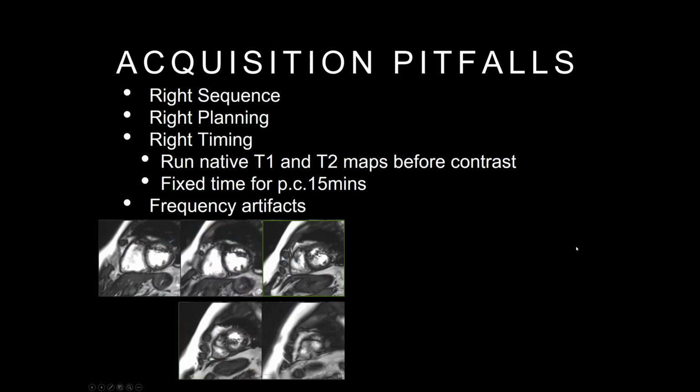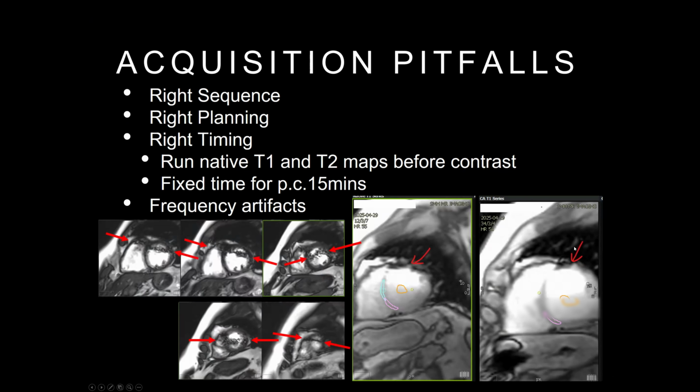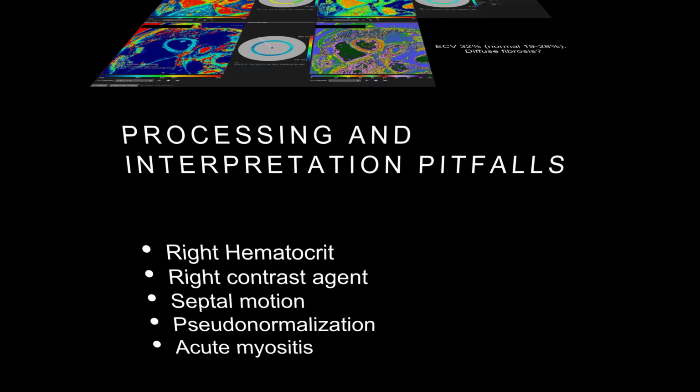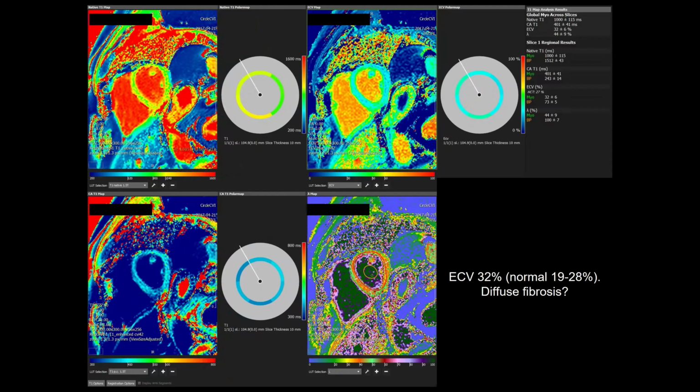If you get frequency artifacts like we got here in this case, and they're not corrected, they will translate over to the tissue maps and mess those up. Acute myositis. Oh, sorry. We'll come on to acute myositis in a second.